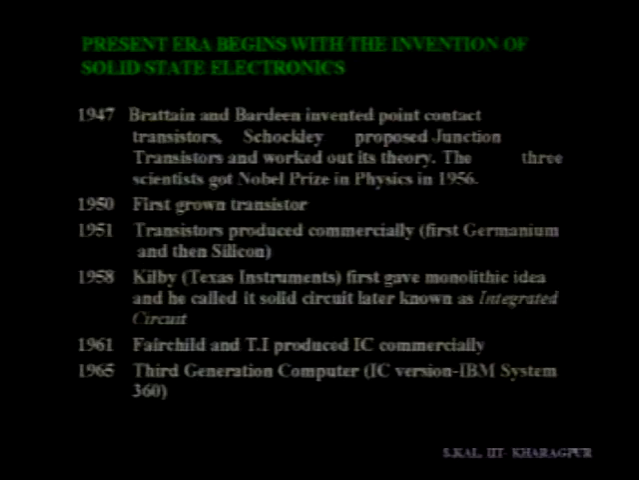And you know, this scientist Kilby very recently got the Nobel Prize for these monolithic ICs. That is, I think, 2-3 years back. He got the Nobel Prize shared with some other scientists. And in 1961, Fairchild and TI together produced ICs commercially. In 1965, using the transistors, a computer was developed, and that computer was a third generation computer. And before that, the computers were developed using the valves, or before that, some other techniques were also used. Those are known as analog computers, just using some analog switches. Now, the IC version computer is the first IBM System 360.